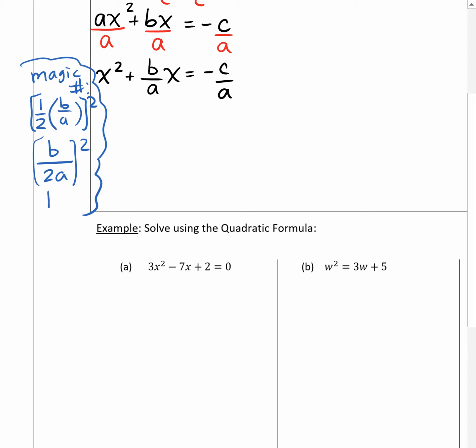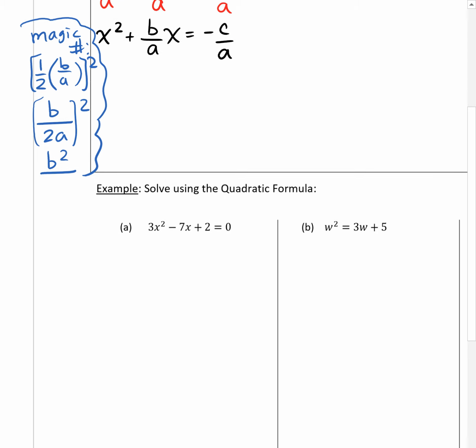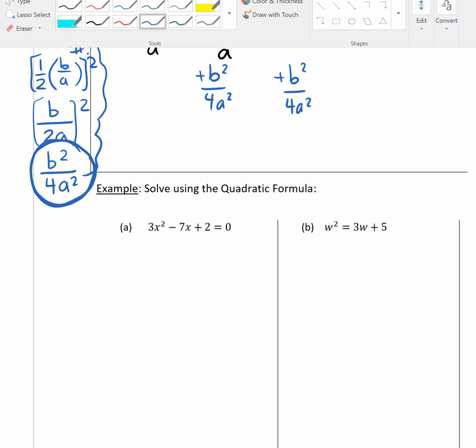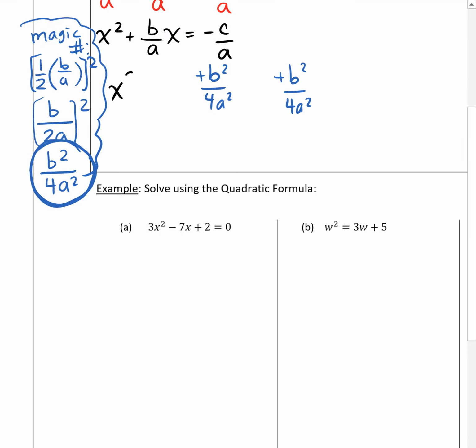So b squared, I'll square that guy. 2a squared, though, if I square the 2, I get 4. And if I square a, I get a squared. So that must be the magic number. That seems crazy, but that's what we're going to add to both sides here. Plus b squared over 4a squared on the left. Plus b squared over 4a squared on the right. And I'm leaving everything else the same that was already there.